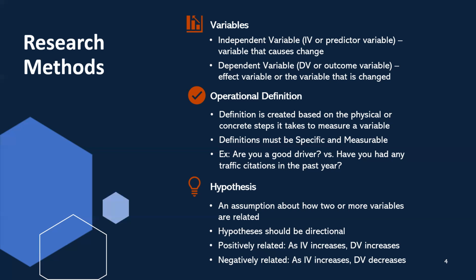However, if we ask, have you had any traffic citations in the past year, that is specific and measurable, and we will get clearer results. Once we've chosen and defined our variables, we will write hypothesis statements that explain how two or more variables are related to each other. After conducting a research study, we will be able to determine whether our hypothesis was supported or was not supported by the data.